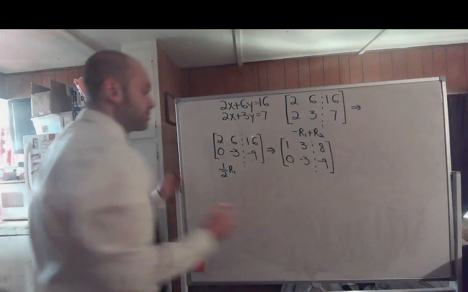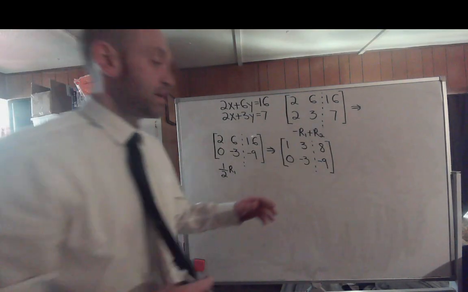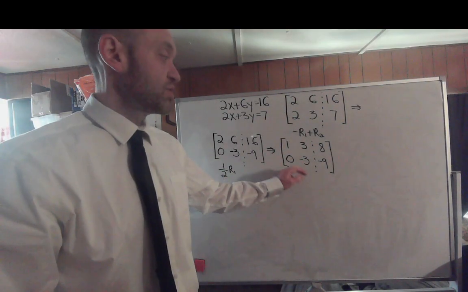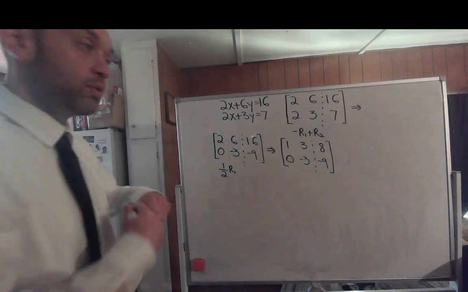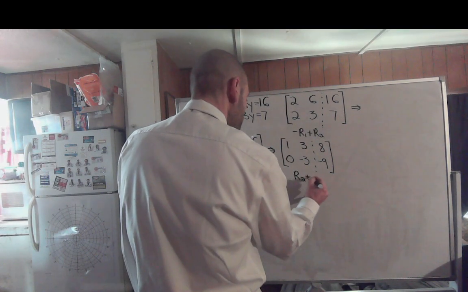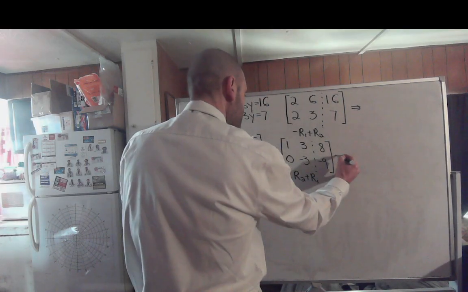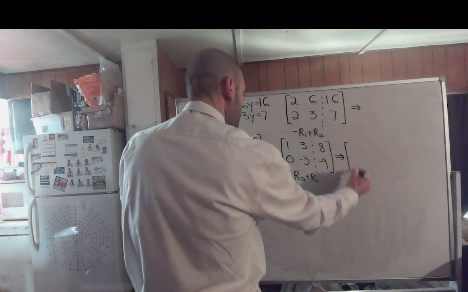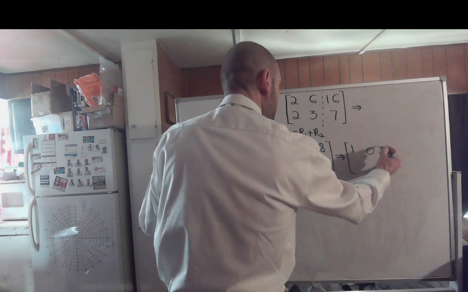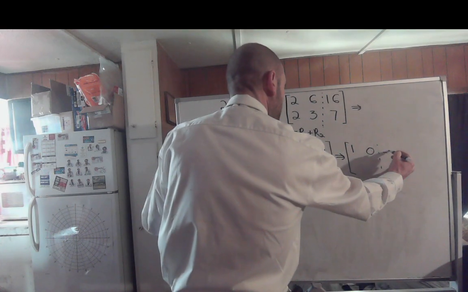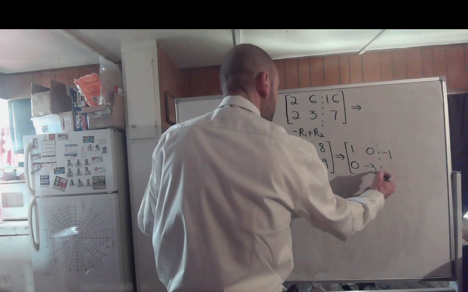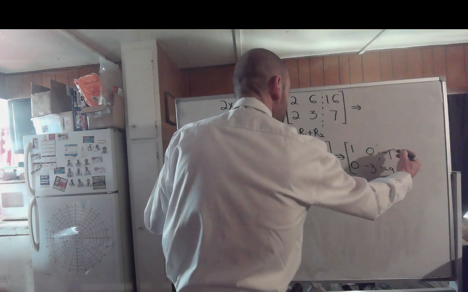So you're going to see why I did that, because I need to make the second digit of row 1 a 0. I can just directly add row 2 to row 1 and make that happen. So I'm going to add row 2 to row 1 to make the second digit of row 1 a 0. So you would have 1, 0, negative 1, and then you'll have 0, negative 3, negative 9.